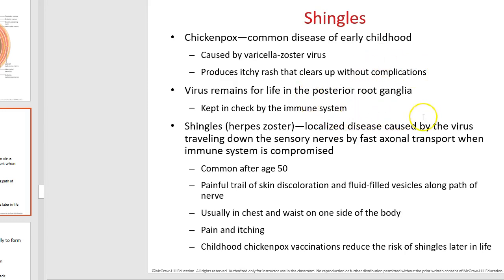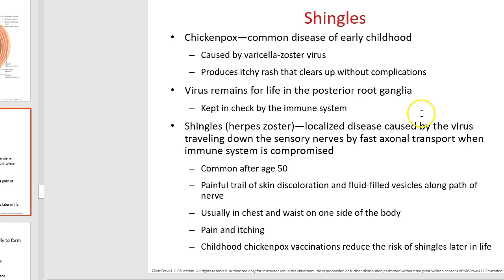So it remains for life in the posterior root ganglia. So that is sensory. Remember, we talked about the posterior root ganglia. That is sensory. So it does not get activated until something agitates it. It could be hot weather. It could be spicy foods. It could be stress. Any of those things can bring it back.